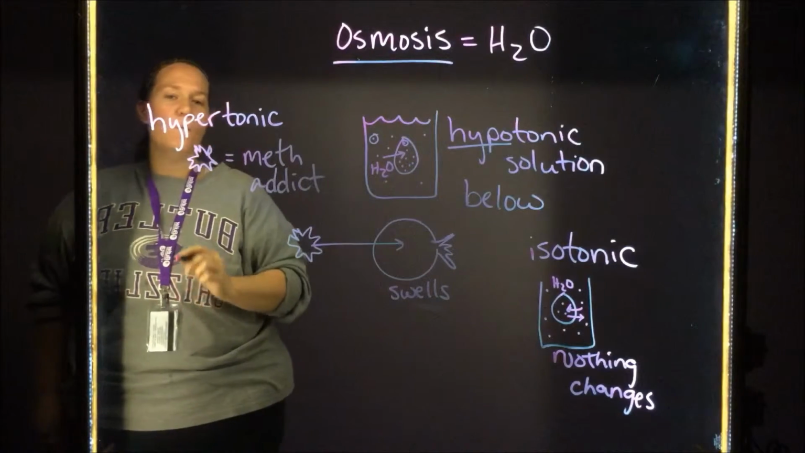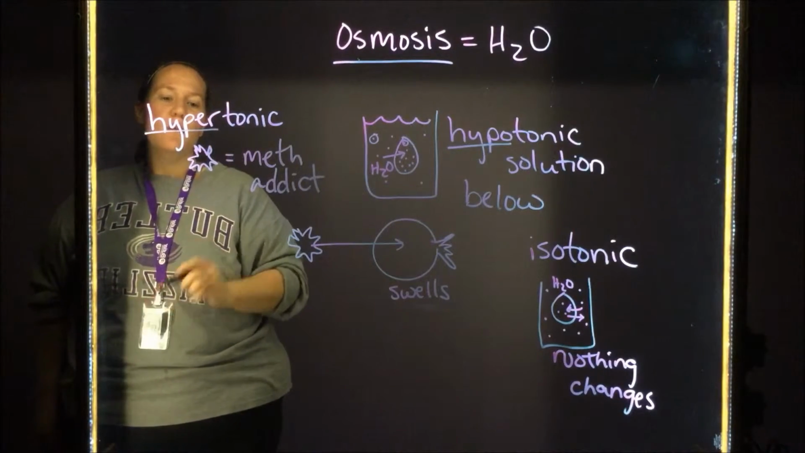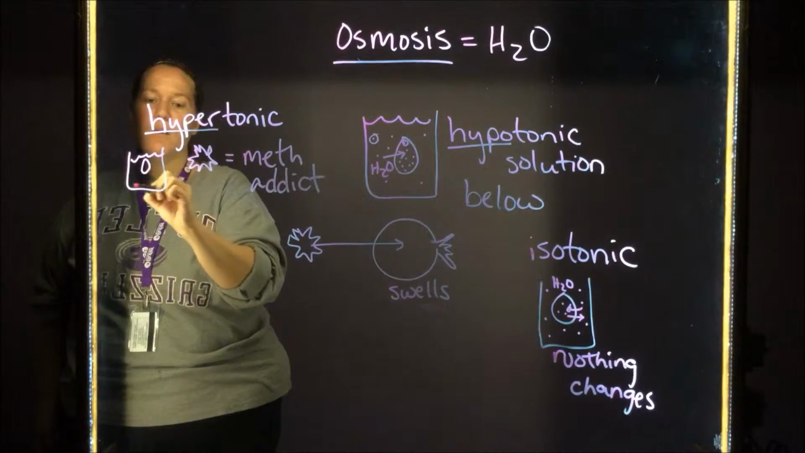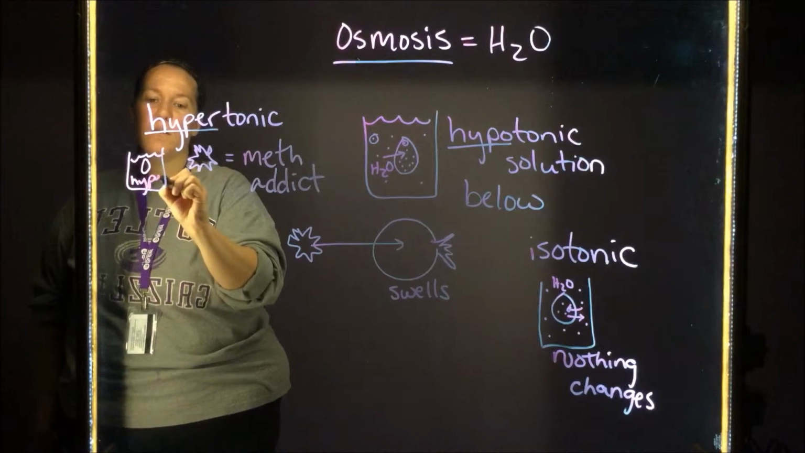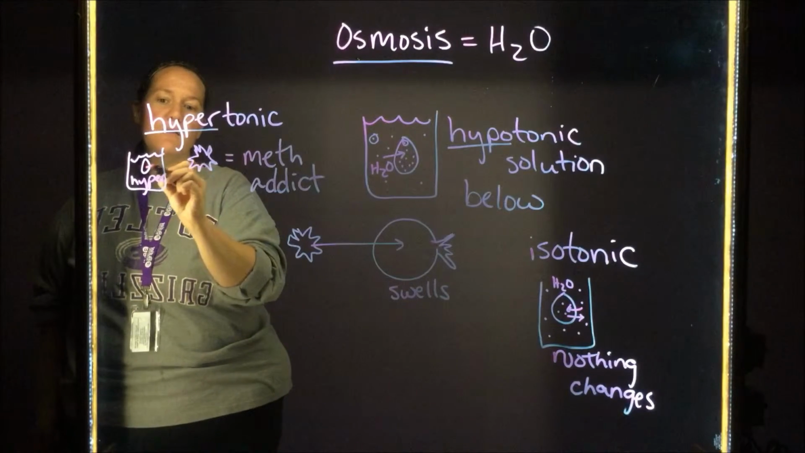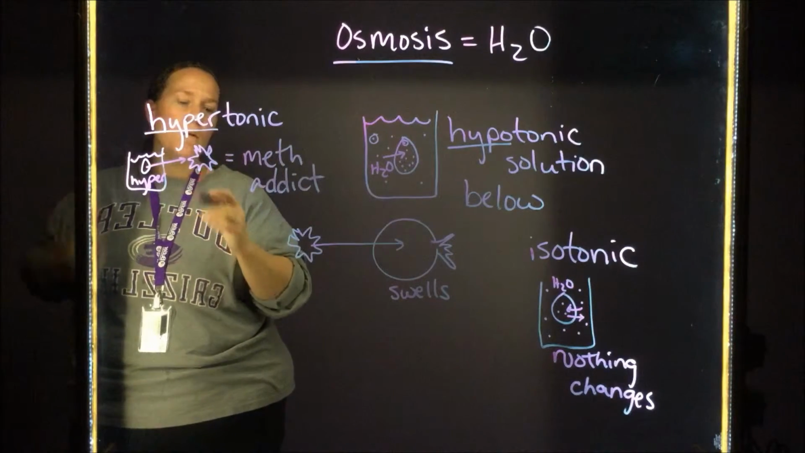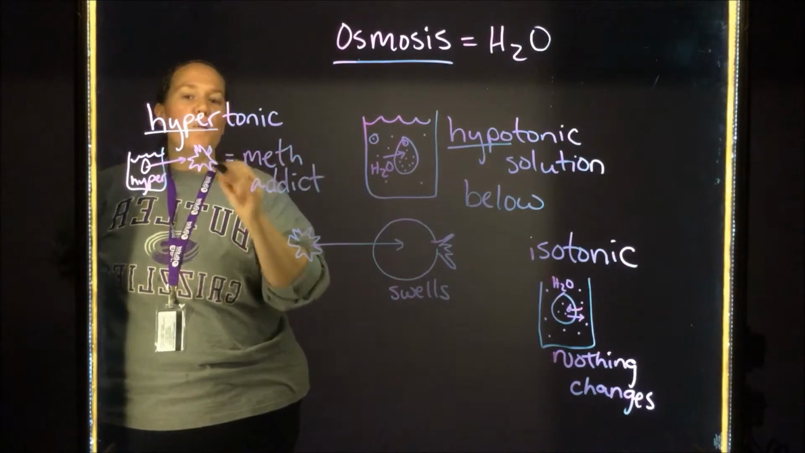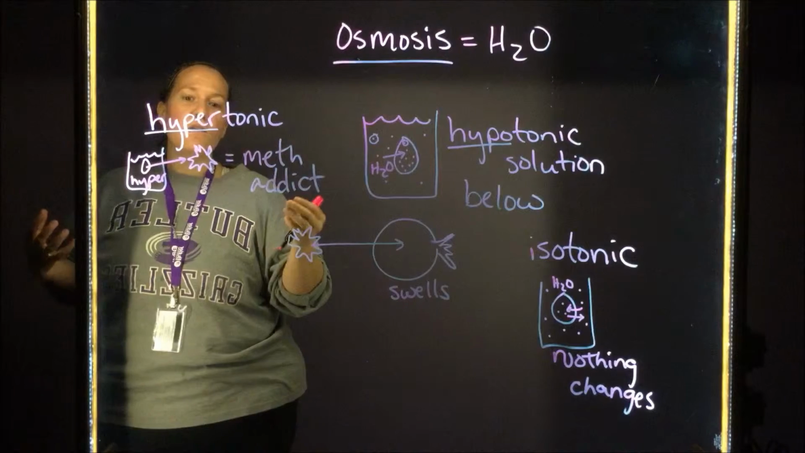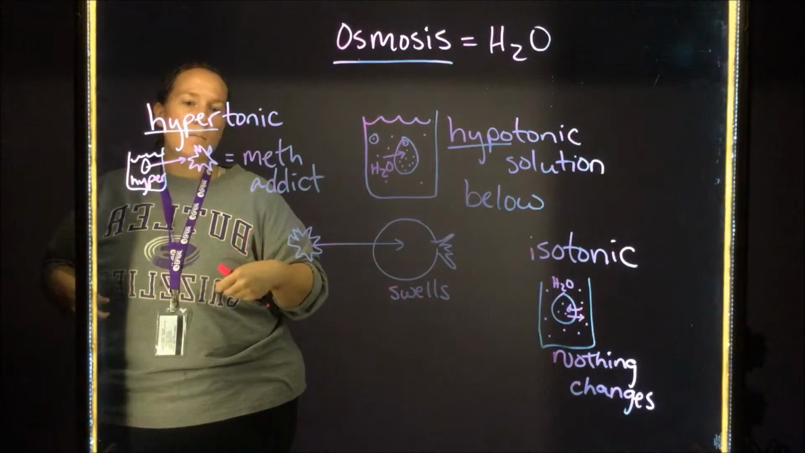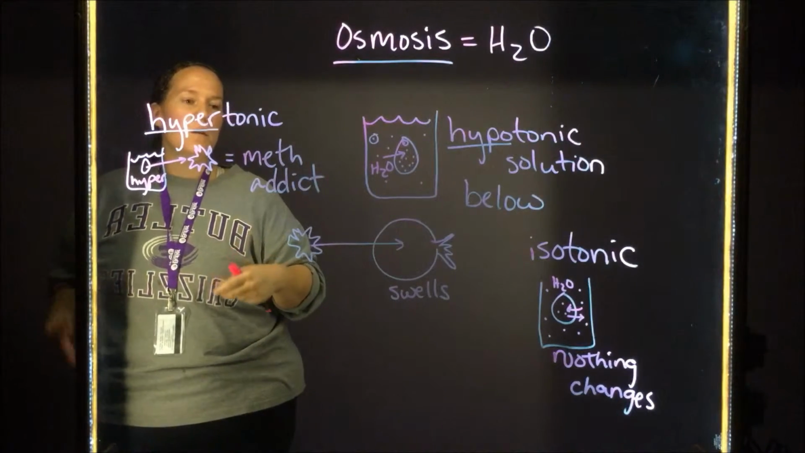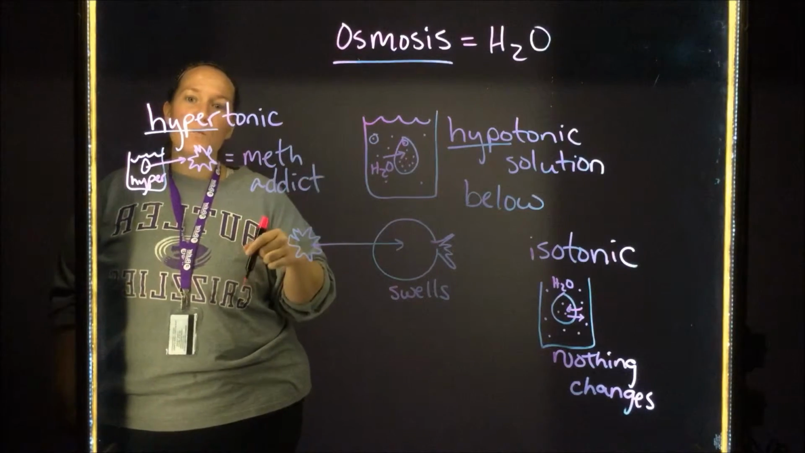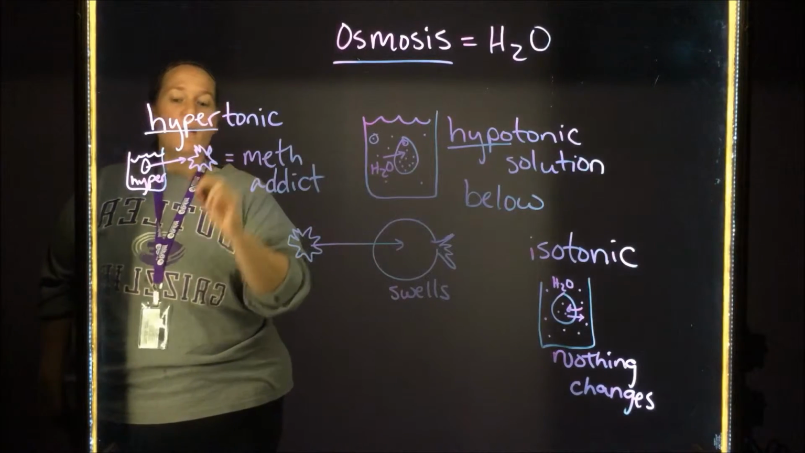So how are we going to remember this? Hypertonic, and we're talking about the solution. So we're talking about what's out here, right? So this stuff is hyper. What happens inside to that cell is that it shrivels up. So a meth addict, they are hyper and all hopped up. And so you can remember that, and they get very unhealthy. They get very emaciated and sort of shriveled up and really, really sickly looking. And that's exactly what happens to our cells when you put it in a hypertonic solution.